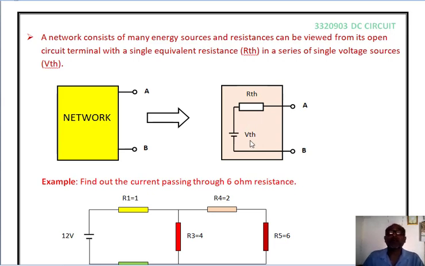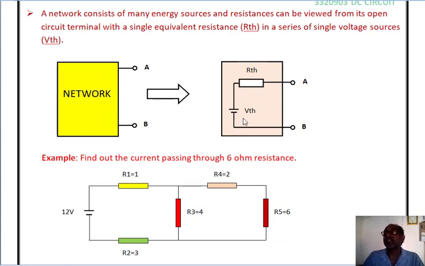So here VTH is nothing but the Thevenin equivalent voltage, that is, the voltage available at the open terminals A and B. Do you understand? VTH is the Thevenin's voltage, the voltage available across the AB points. So it is most important.